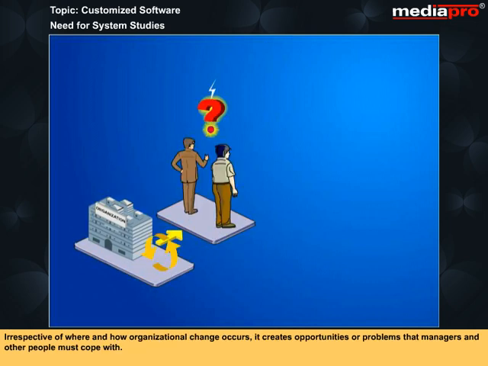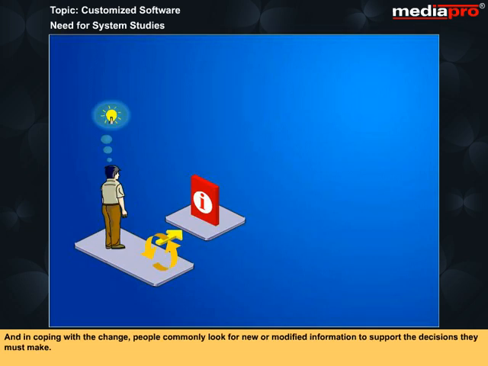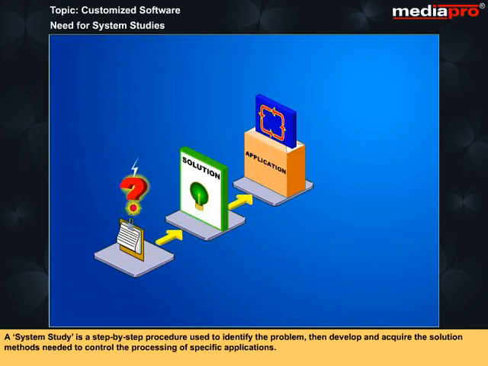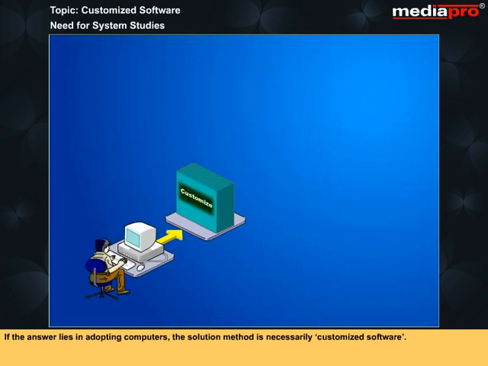Irrespective of where and how organizational change occurs, it creates opportunities or problems that managers and other people must cope with. And in coping with the change, people commonly look for new or modified information to support the decisions they must make. A system study is a step-by-step procedure used to identify the problem, then develop and acquire the solution methods needed to control the processing of specific applications. If the answer lies in adopting computers, the solution method is necessarily customized software.